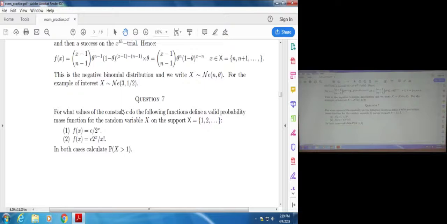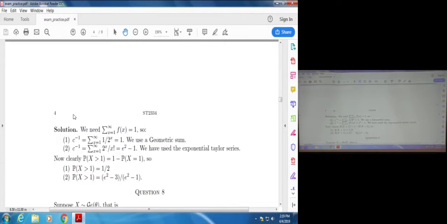So for which values of the constant c do the following functions define a valid PMF, probability mass function, for the random variable capital X, where x lies in 1, 2, off to infinity. It's important to know what values x has. The first one is f of x equals c times 1 over 2 to the power x, and the second is f of x equals c times 2 to the x over x factorial. It's unsurprising that we're discrete; this tells you the random variable is discrete. And in both cases, compute the probability that X is bigger than 1.